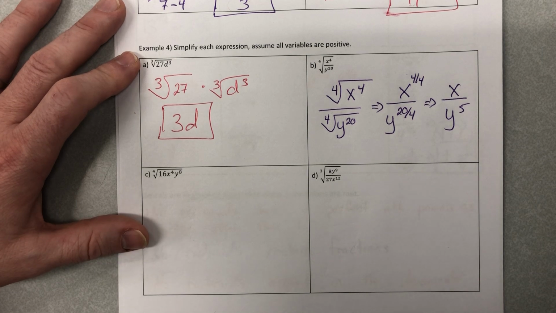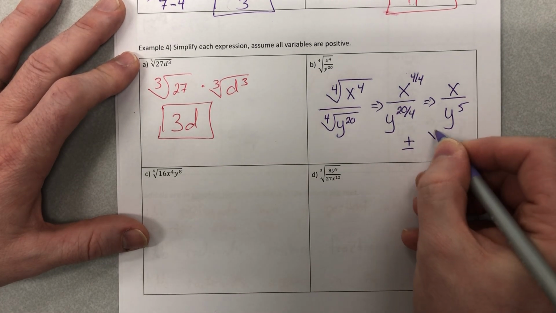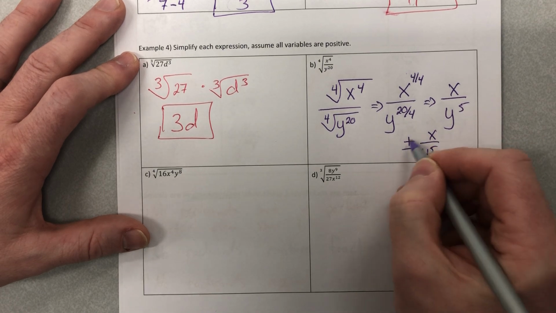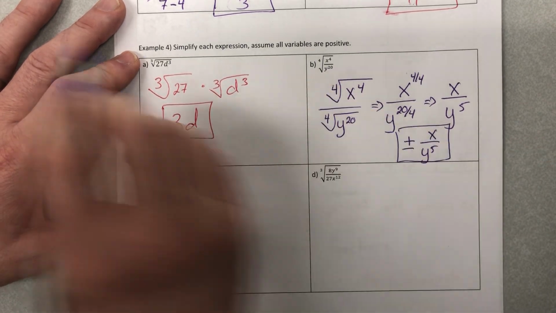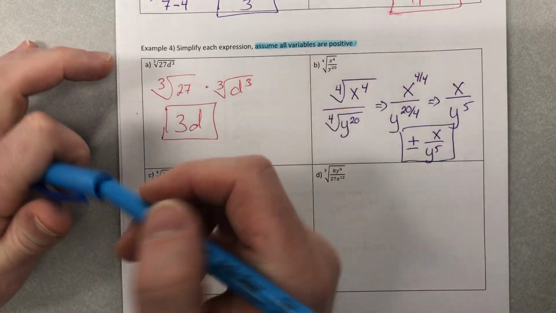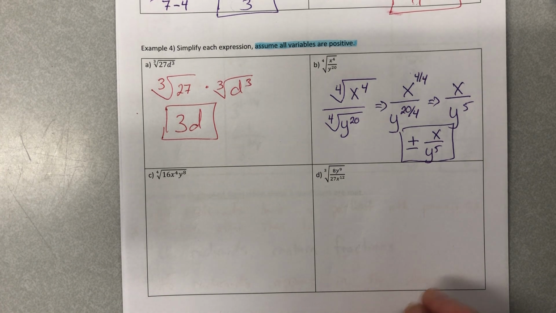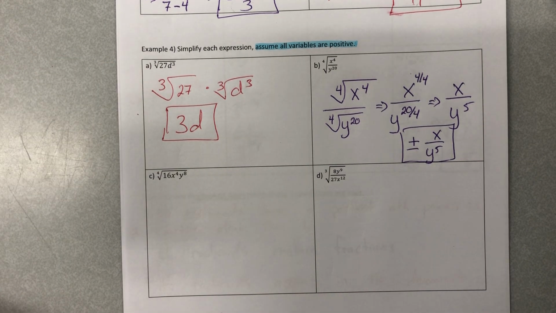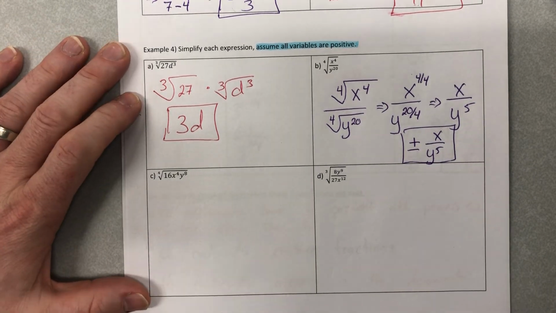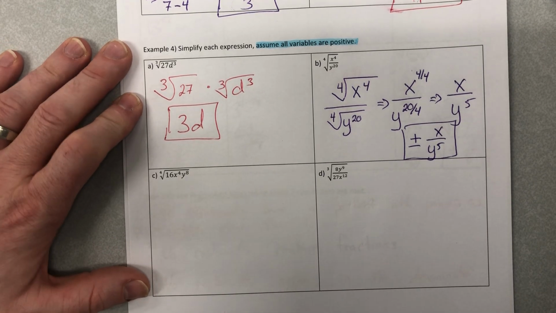Now I know I took a 4th root here, so I want to make sure I put the plus or minus in front of it, just to stay consistent. If it does say, assume that all variables are positive, something like that in your notes or in your homework, you wouldn't need the plus or minus, but just to stay consistent, I like to still put the plus or minus there just to make sure we're all on the same page.